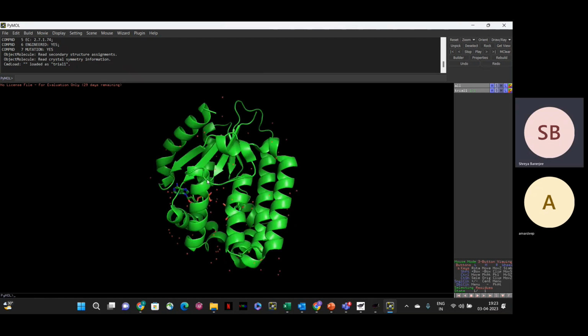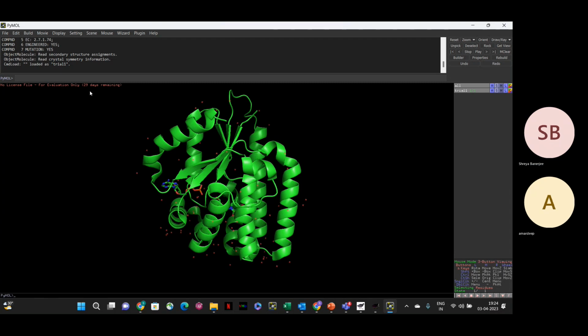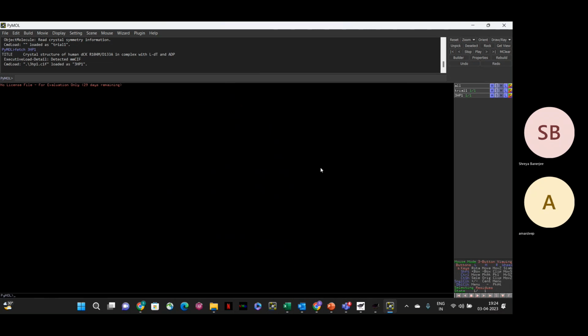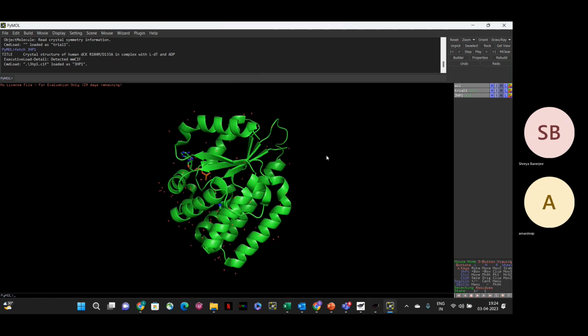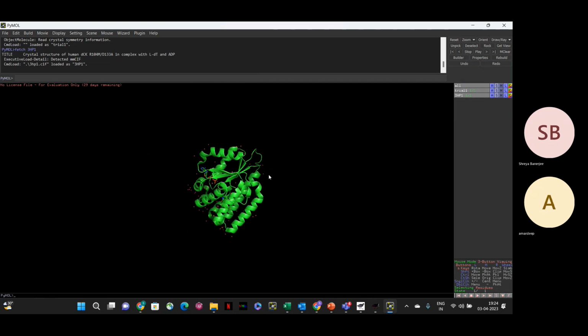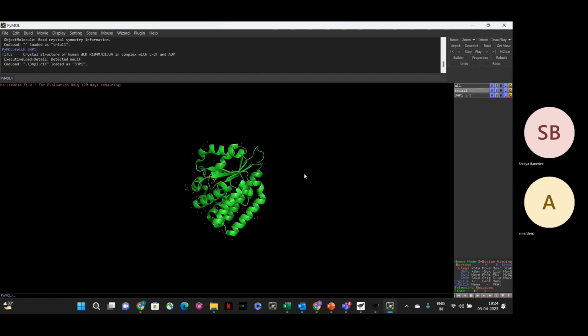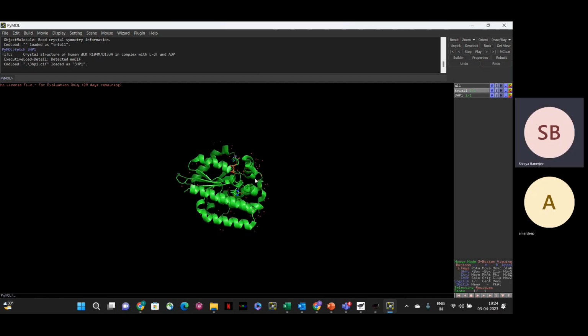So this is the mutated protein that we have. And then I will get the original protein. So I'll write fetch 3HP1.